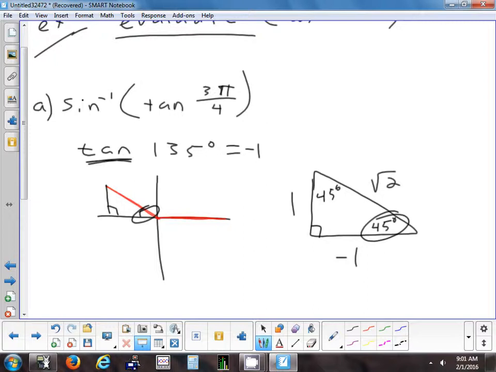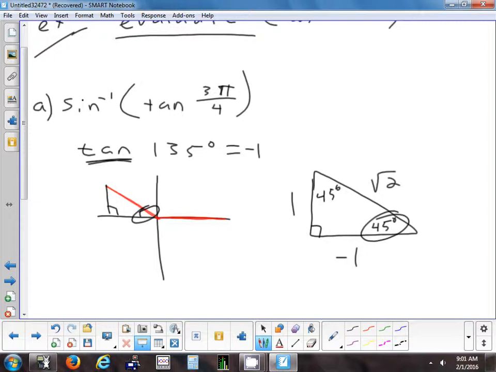Okay, it's opposite divided by adjacent. And remember, you went left. That's what makes it negative. If you were in quadrant 1, then it'd be positive. All right, so any questions on how we got tangent of 3 pi over 4?